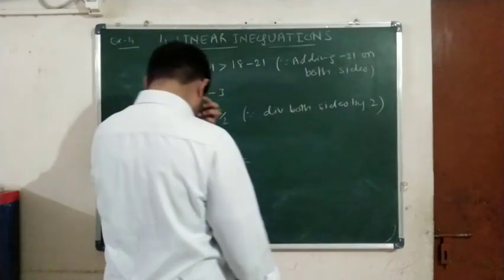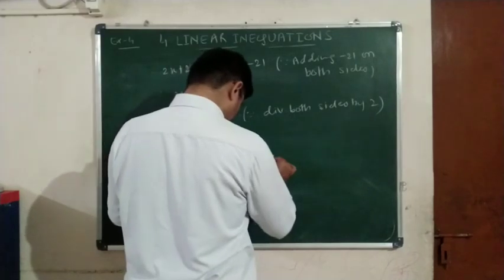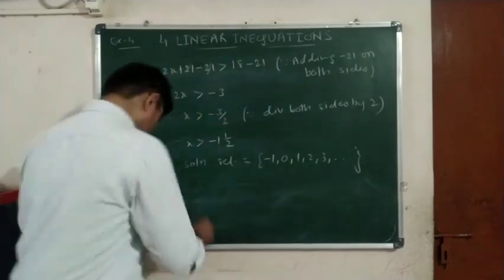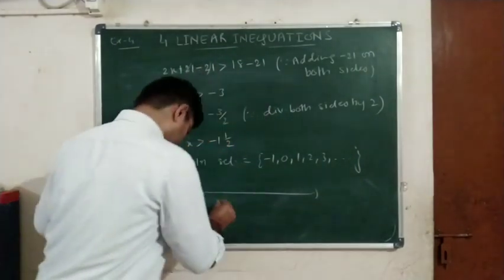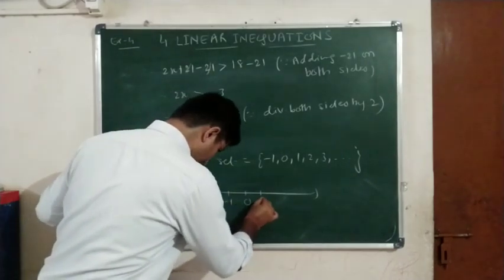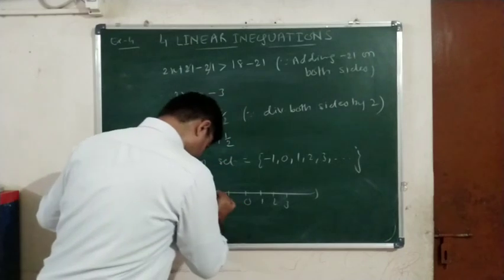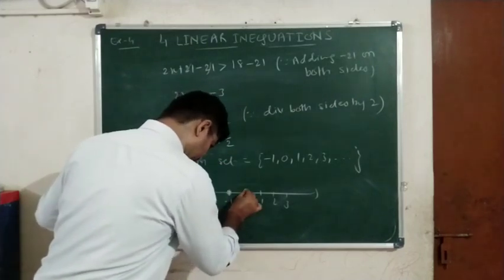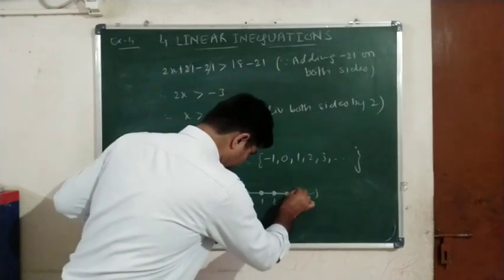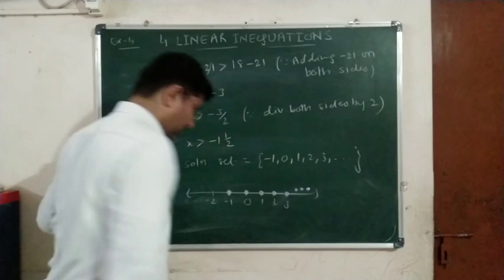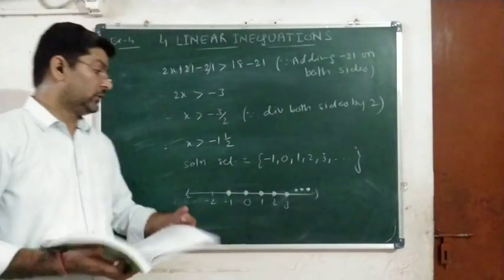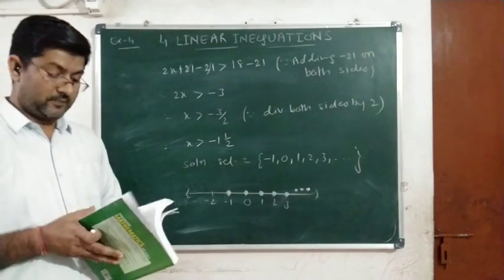Solution set will be minus 1, 0, 1, 2, 3 and so on. Let us represent this on the number line. Minus 2, minus 1, 0, 1, 2, 3. So we have minus 1, 0, 1, 2, 3 and so on. We can show like this, putting 2 or 3 dots, or darkened circles, on the top of the line.